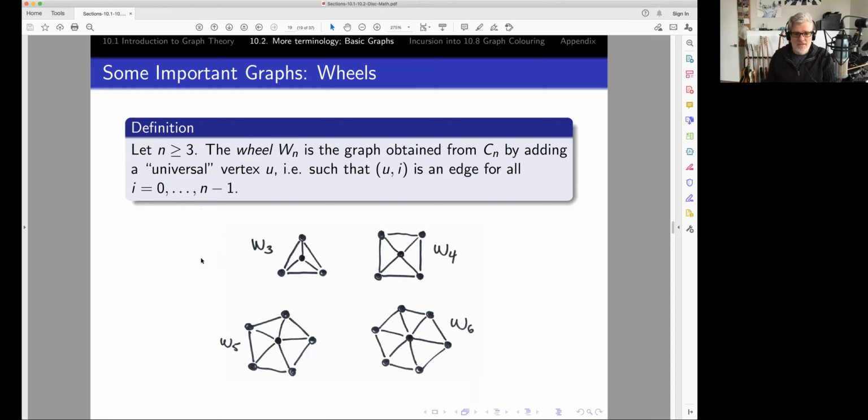This is a general concept. A vertex is universal if it's adjacent to every vertex in the graph. So W3, the three wheel: you take a 3-cycle and you have this vertex, let's say U, which is adjacent to everybody here. W4 is the 4-cycle plus a vertex adjacent to everybody. And you see why they're called wheels.